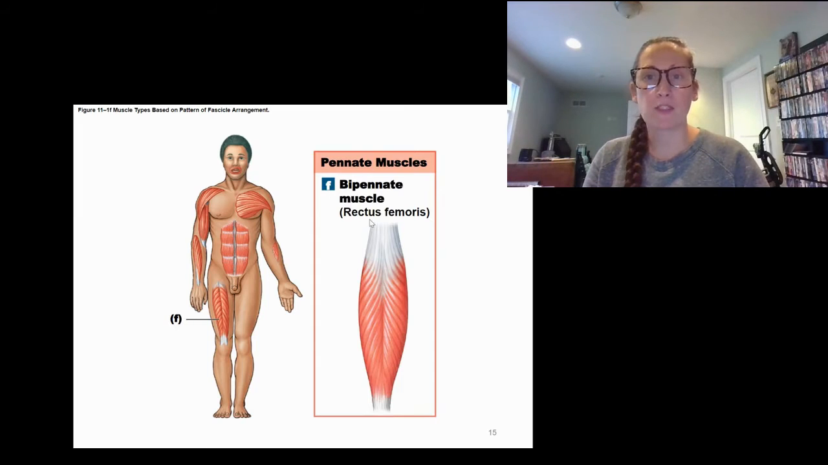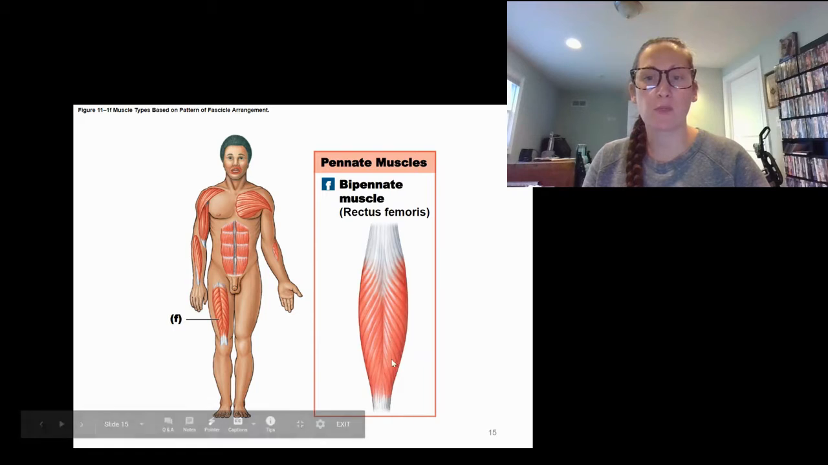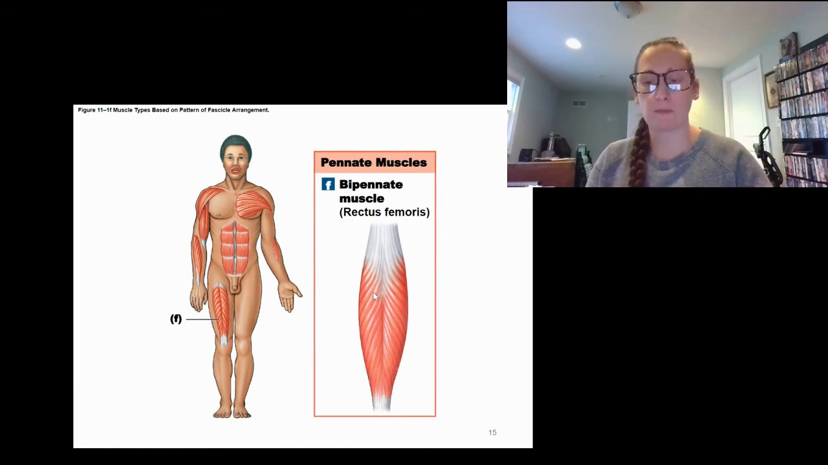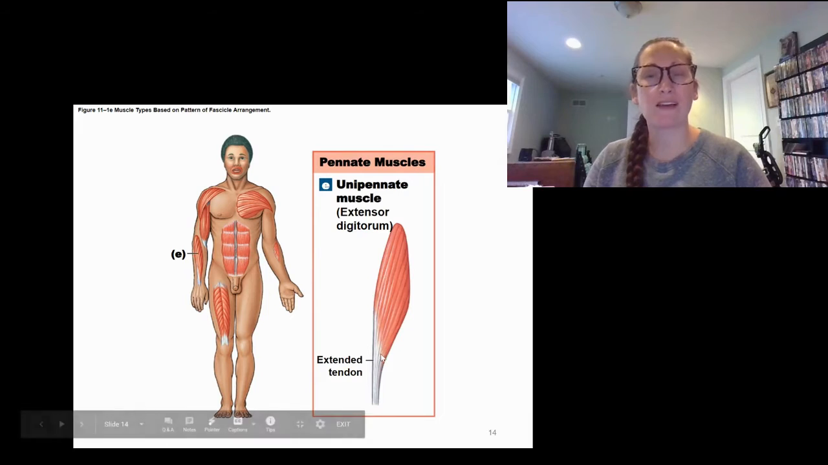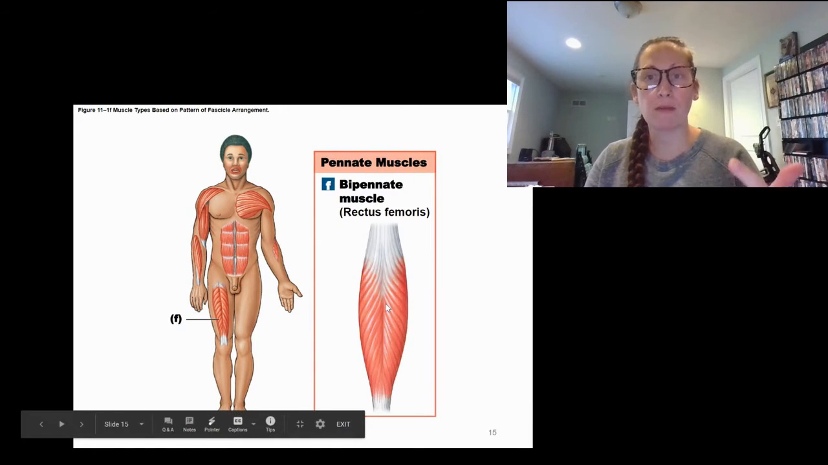Then you have a bipennate. So here's our rectus femoris. This is the main quadricep muscle on our anterior thigh. And you can see that you essentially have both halves of the leaves or two sides to the feather, and that you have these fascicle arrangements branching out from that tendon on both sides, as opposed, let me go back, to just on a singular side. So that's uni and bipennate.